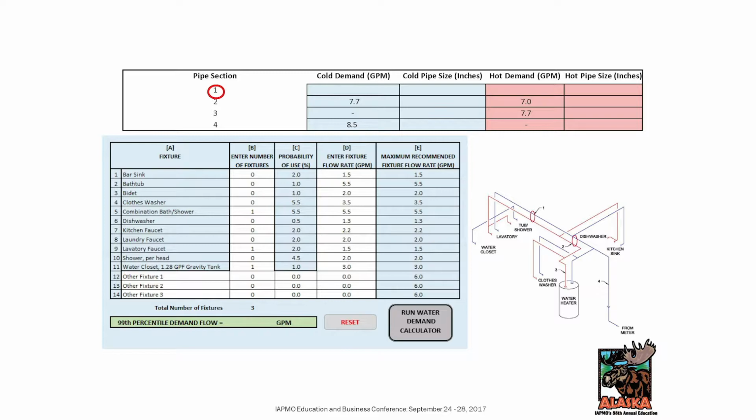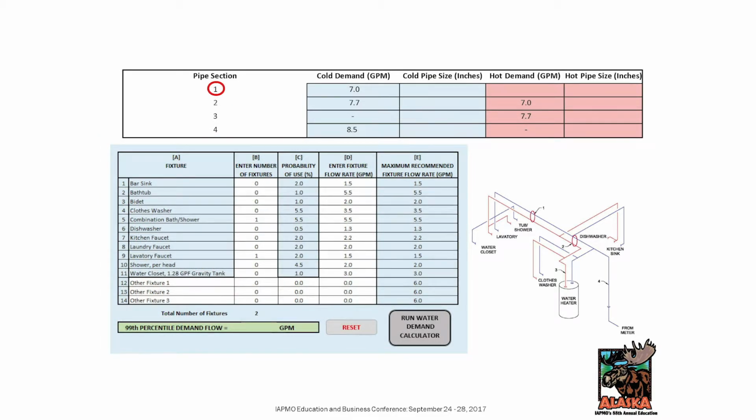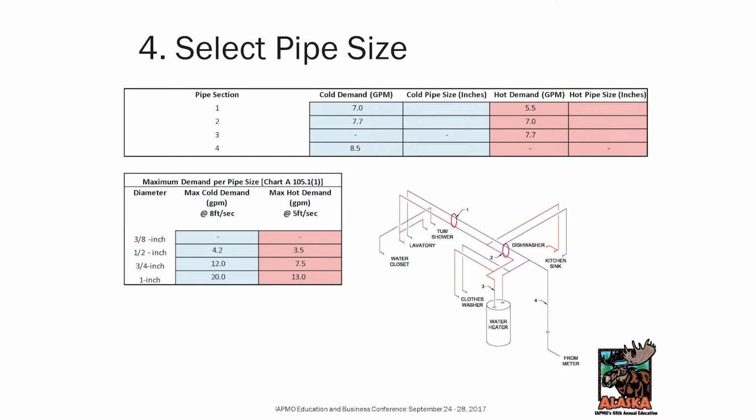7 gallons per minute for the cold, 5.5 gallons per minute for the hot. So now you have, in this small example, your estimated demand for every pipe section, every branch of the house. Now you're going to size the pipe using your chart that you created earlier.